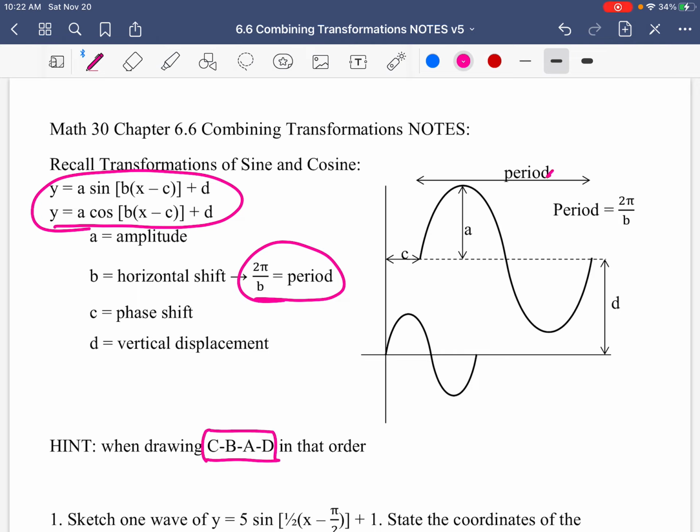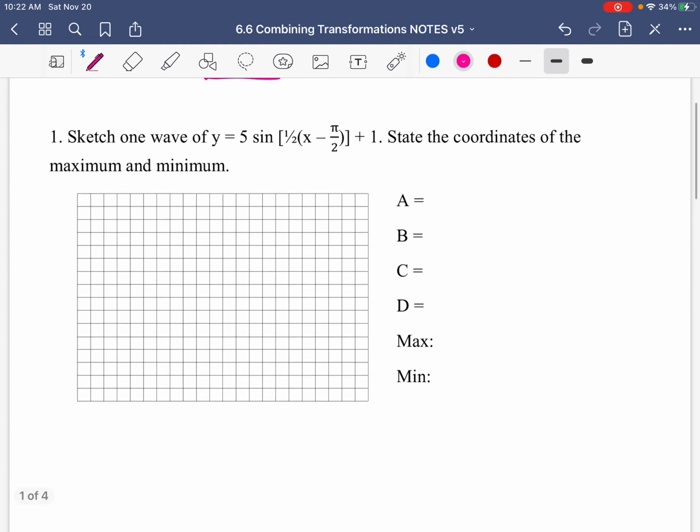Okay, so period, DAC. Now, quickly sketch one wave of y equals 5 sine, bracket, 1/2, bracket, x minus pi over 2, close bracket, plus 1. State the coordinates of the maximum and minimum. Now here, A is 5, B is 1/2, C is pi over 2, and D is 1. Now while I'm doing this, I expect you to grab your graphing calculator and graph this. It's not a conversation, just do it.